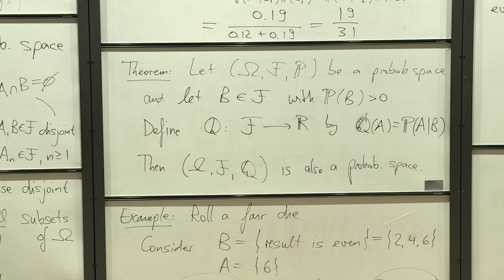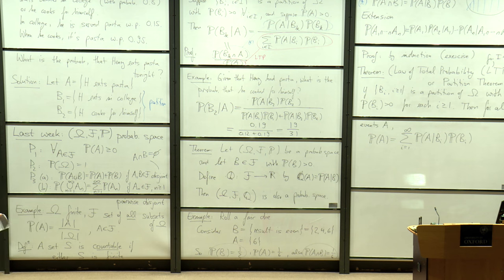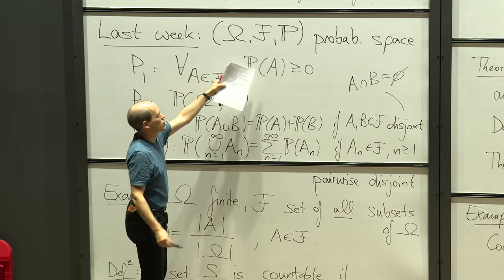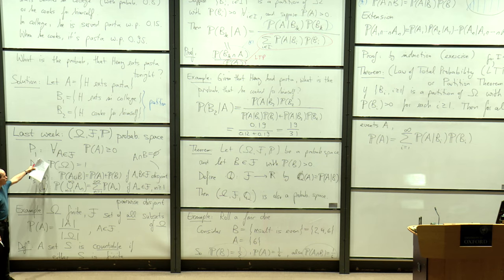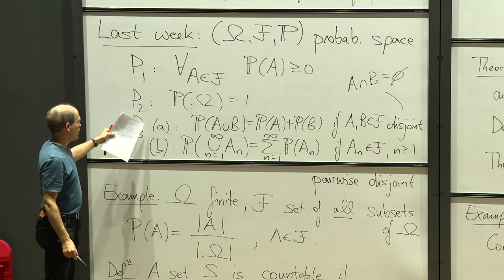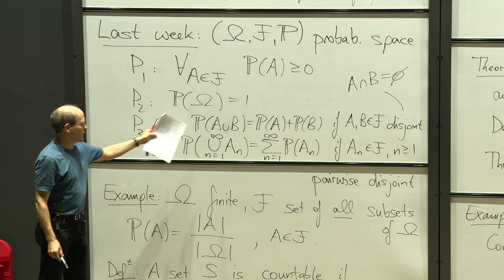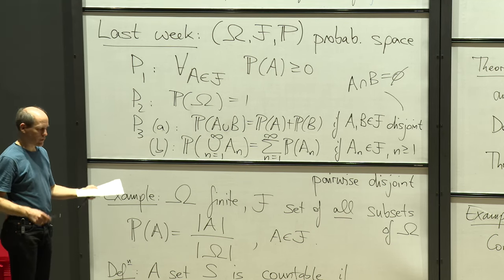Okay. What do we have to do? Well, we haven't changed F, so I didn't write F axioms, but of course the F axioms are automatically satisfied. What about the P axioms? We know they hold for P. What does it mean for them to hold for Q? Well, it means that Q of A has to be non-negative all the time. Well, with that definition, it is. Q of omega has to be equal to 1. Well, with that definition, you can check that it is. And then you can think about what it means to take disjoint sets and to wonder what is Q of A plus Q of B, etc.